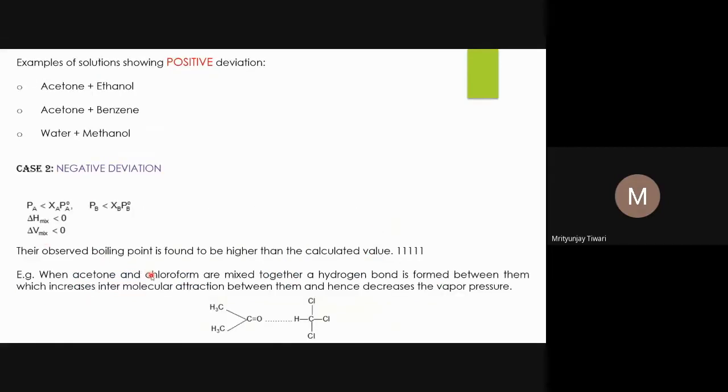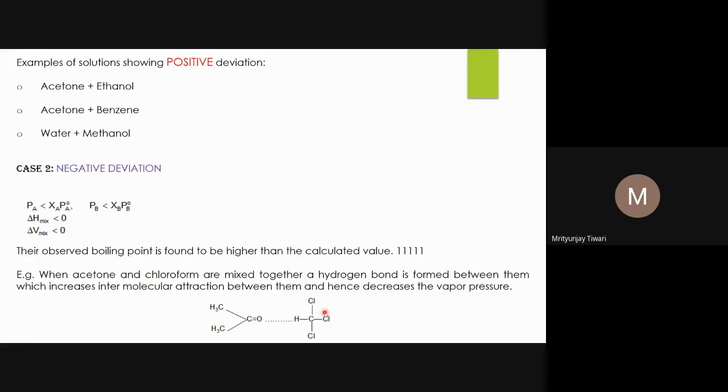The example of such solutions is a solution of acetone and chloroform. Acetone, chloroform. If you look at chloroform, it can also form hydrogen bonds, though some books say that it doesn't form hydrogen bonds, but that's not correct. It is a weaker hydrogen bond, but there is a hydrogen bond. Now the hydrogen bond is more universally defined. Even the CH can form a hydrogen bond.